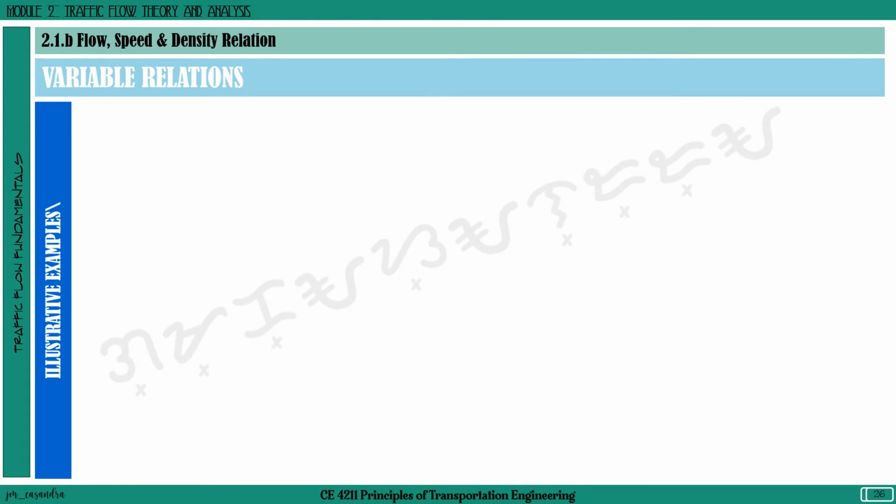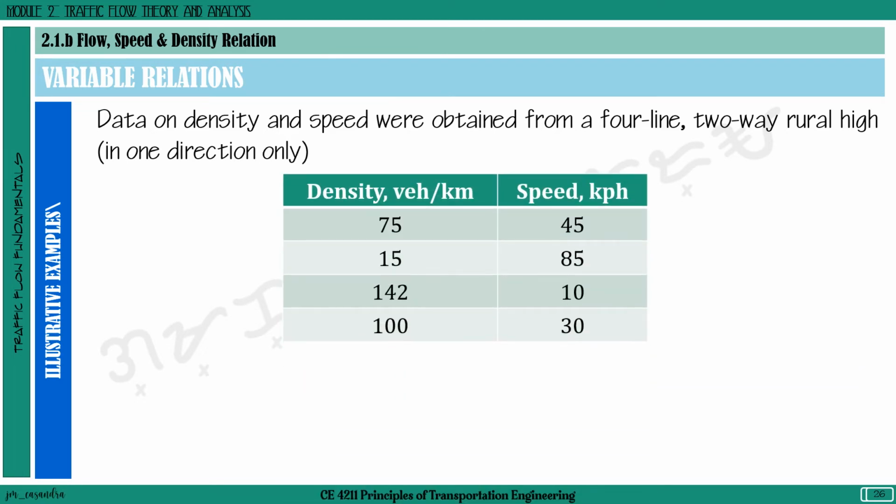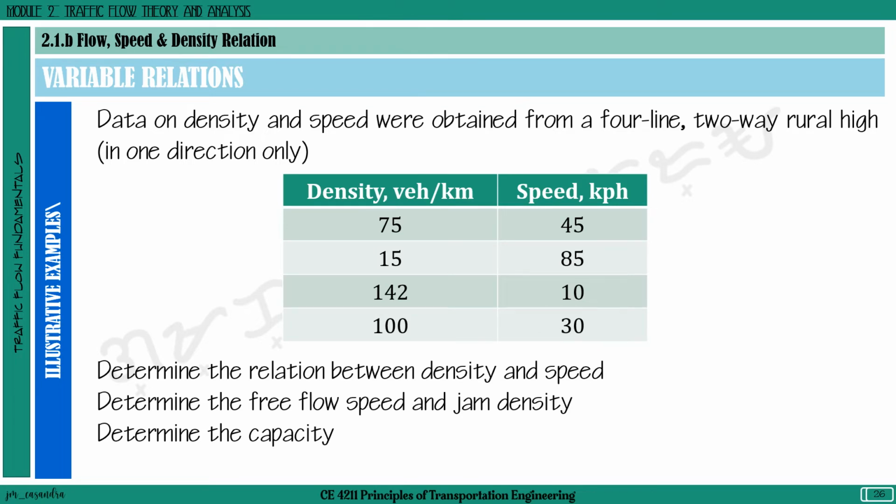So to understand variable relations, let's have some example. So let's say the data on density and speed were obtained from a four-lane, two-way rural highway in one direction only. So the density together with the speed are recorded here. So using now our variable relations, we now determine the relation between the density and the speed, and the free flow speed and jam density of the road, and the maximum volume or the capacity.